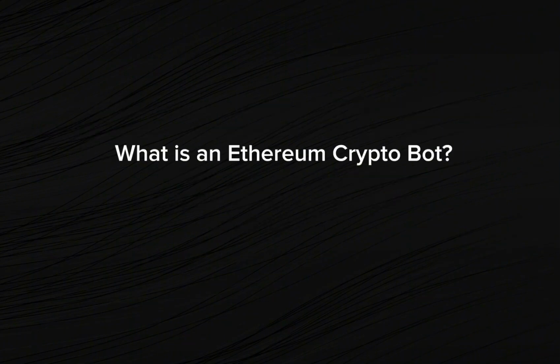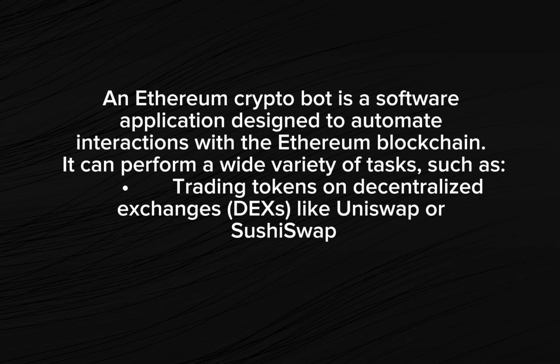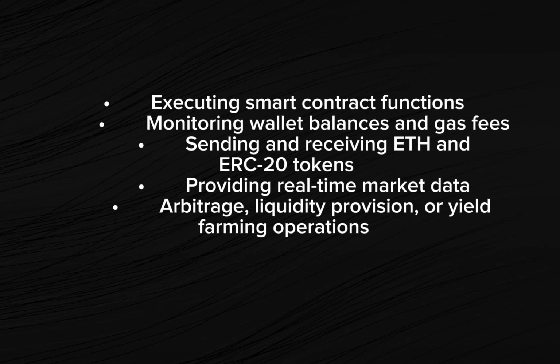What is an Ethereum cryptobot? An Ethereum cryptobot is a software application designed to automate interactions with the Ethereum blockchain. It can perform a wide variety of tasks such as trading tokens on decentralized exchanges, DEXs like Uniswap or SushiSwap, executing smart contract functions, monitoring wallet balances and gas fees, sending and receiving ETH and ERC-20 tokens, providing real-time market data, arbitrage, liquidity provision, or yield farming operations.